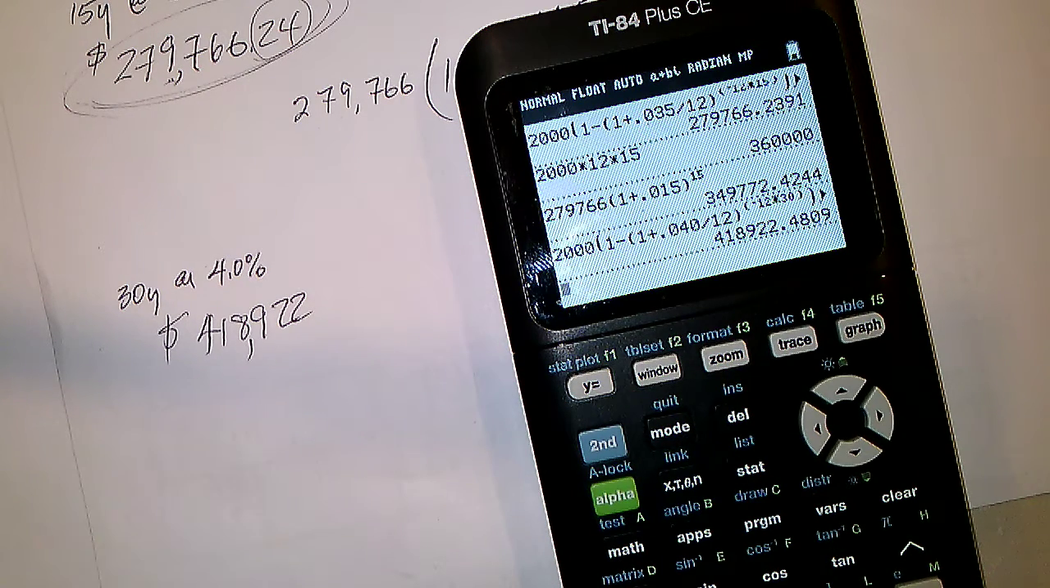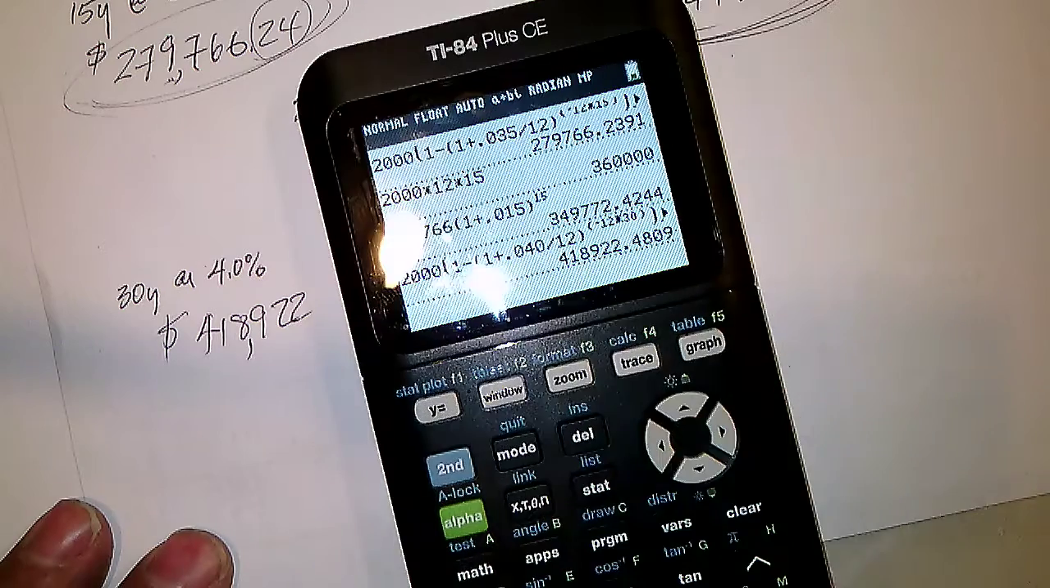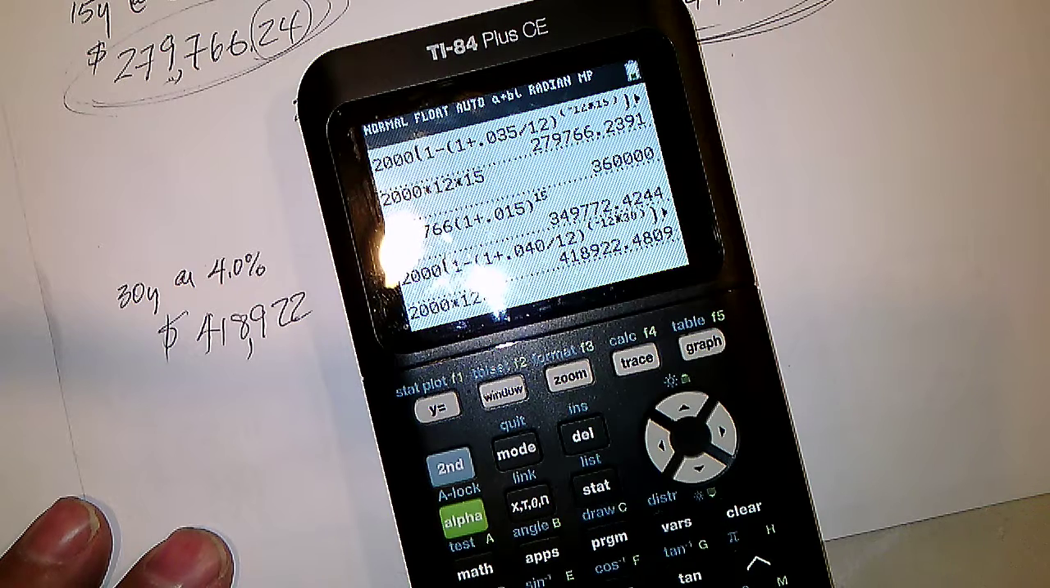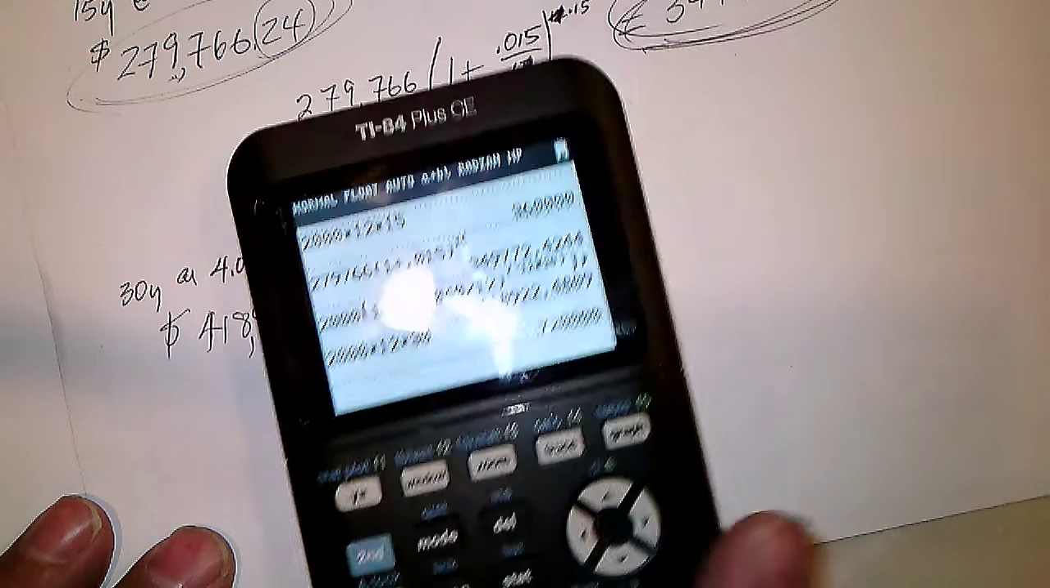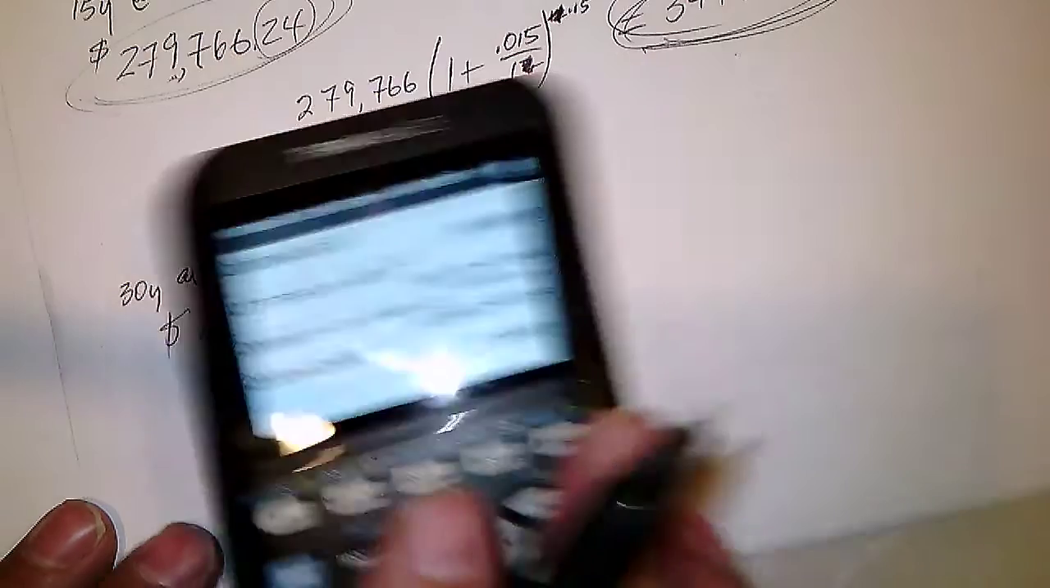This is going to be paying longer. We're going to be paying 2,000 times 12 times 30. We're going to pay 720,000.